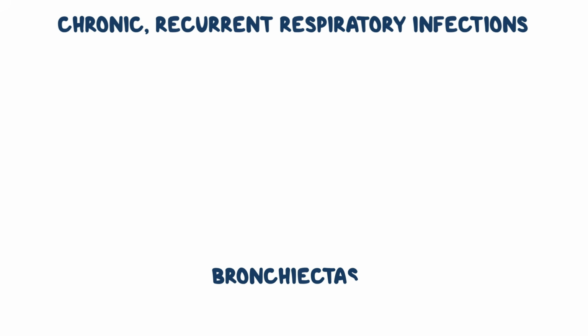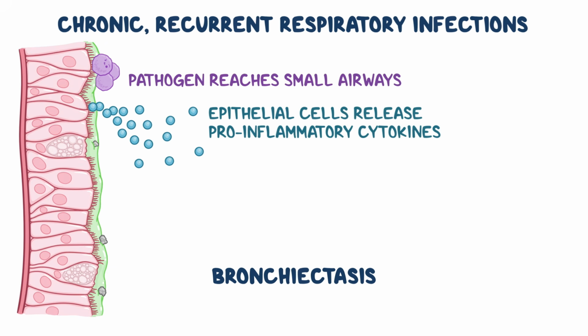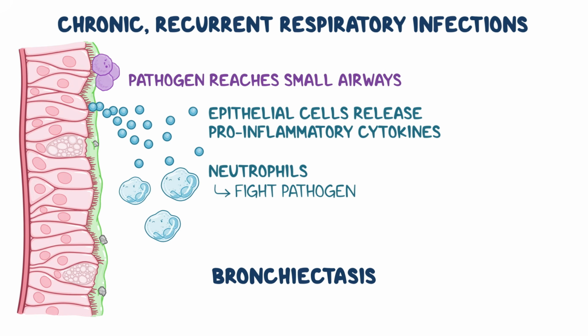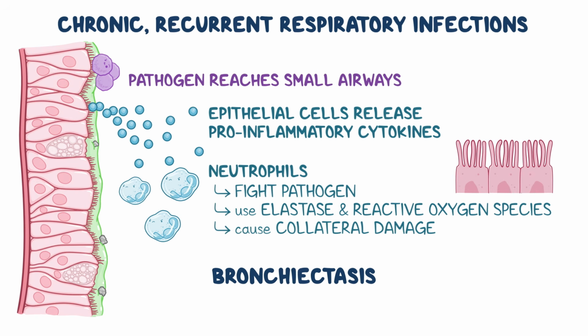First, let's look at how chronic, recurrent respiratory infections can lead to bronchiectasis. When a pathogen reaches the small airways in the lungs, epithelial cells respond by releasing pro-inflammatory cytokines, which signal neutrophils to join the action. As neutrophils fight the pathogen, they use powerful weapons like elastase and reactive oxygen species. These substances are great at killing pathogens, but they also cause collateral damage, breaking down the surrounding structures, including epithelial cilia. As a result, epithelial cilia cannot propel the mucus and pathogens out of the lungs, causing the mucus to accumulate, which creates a perfect environment for bacteria to thrive.